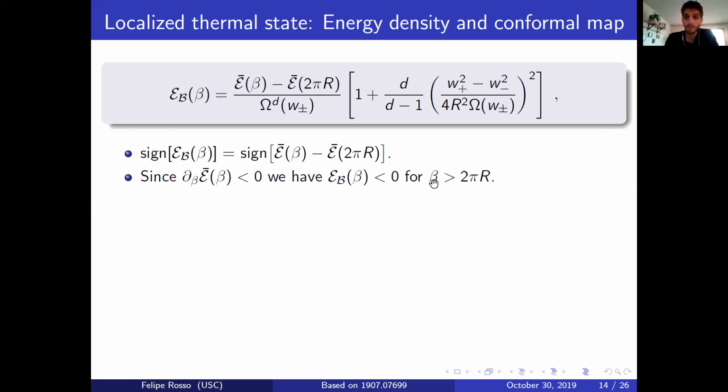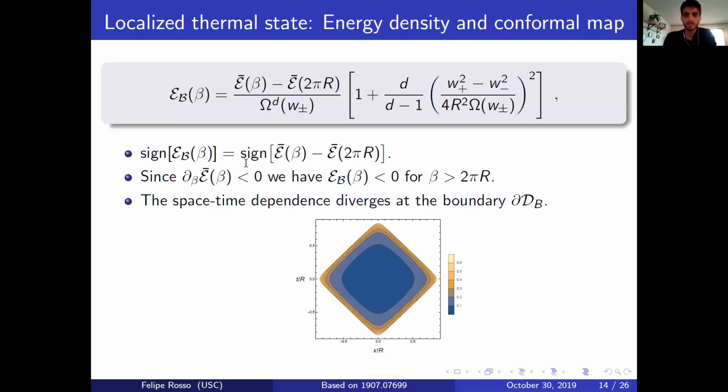This already means that for beta larger than 2 pi r, the energy density of the localized thermal state will be negative, and in the opposite regime, in which beta is smaller than 2 pi r, the energy density will be positive. So from this expression, we can already see that we are getting to what we wanted: as we move beta, we go from positive to negative energy density. However, from this argument we still don't have the explicit way in which this interpolation occurs. In this sense, we don't have the explicit beta dependence of these states.